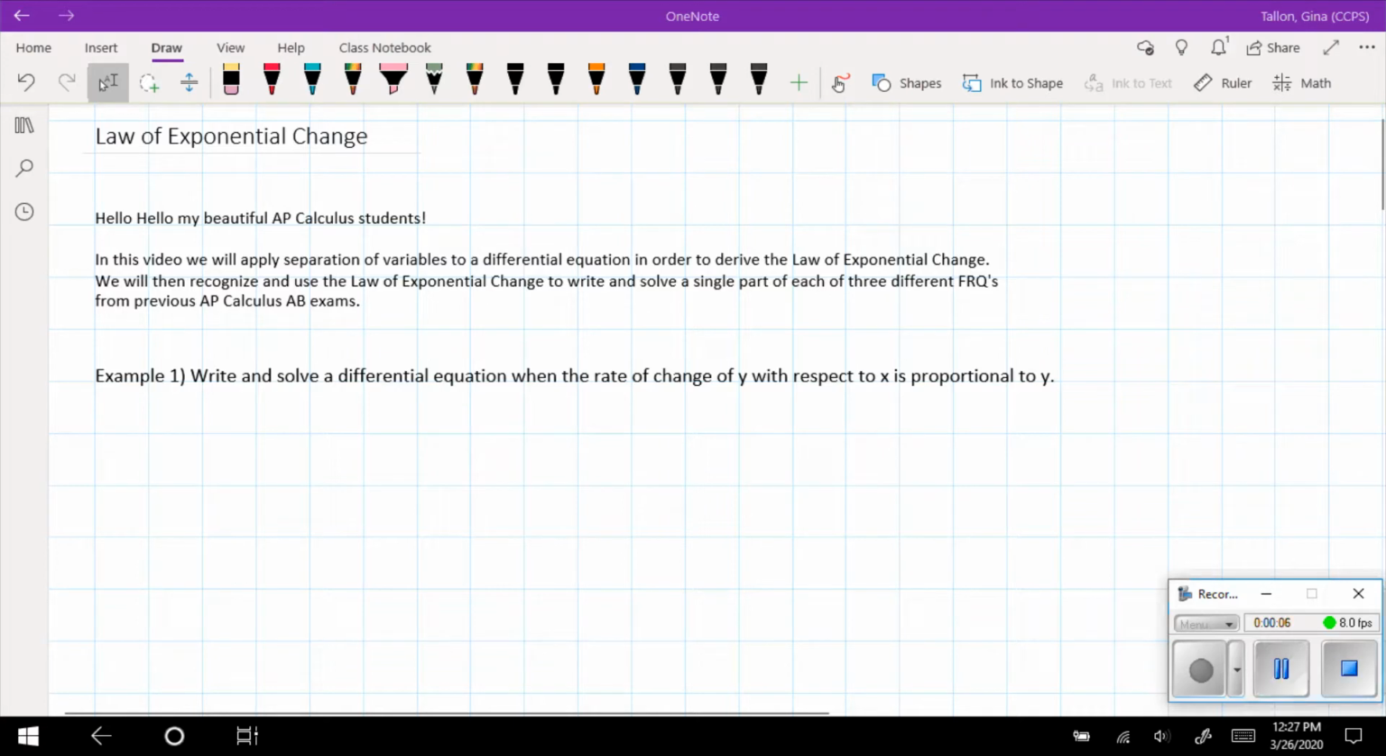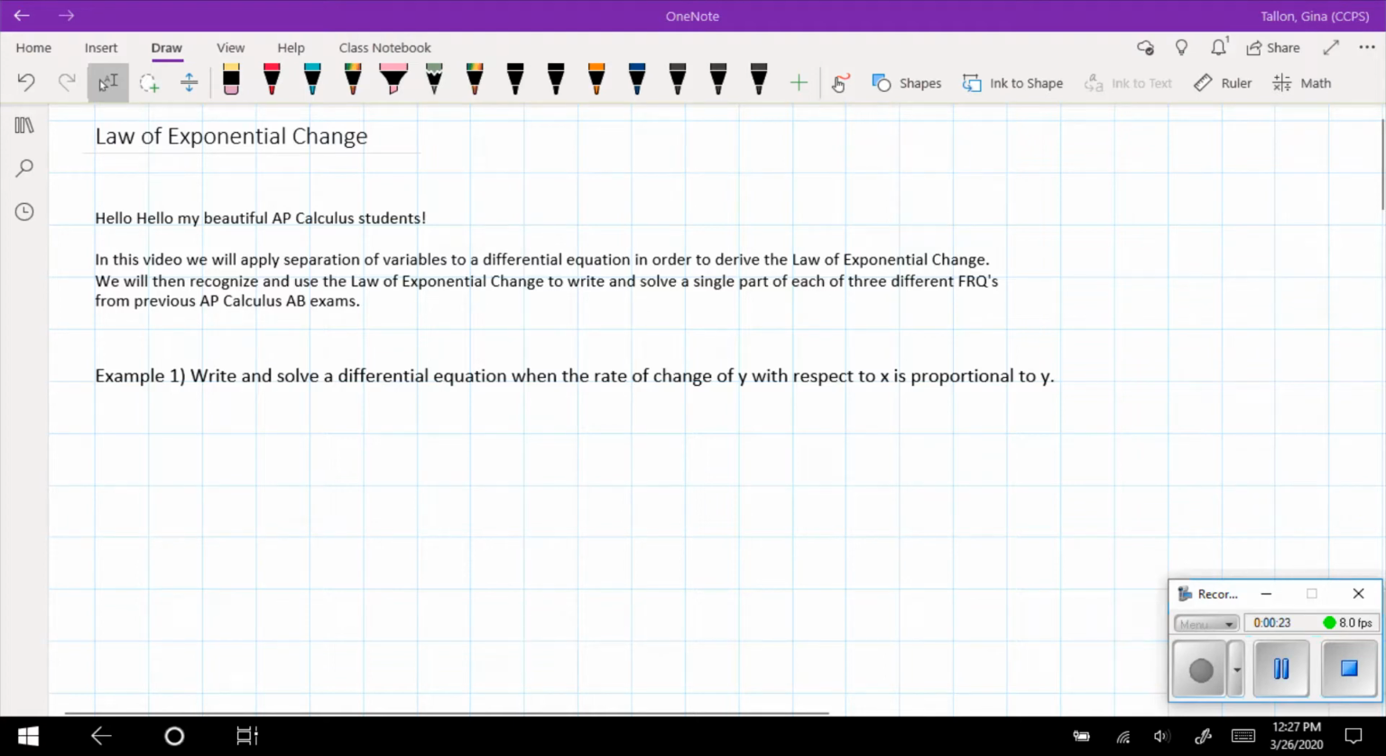In this video, we will apply separation of variables to a differential equation in order to derive the law of exponential change. We will then recognize and use the law of exponential change to write and solve a single part of each of 3 different FRQs from previous AP Calculus AB exams.